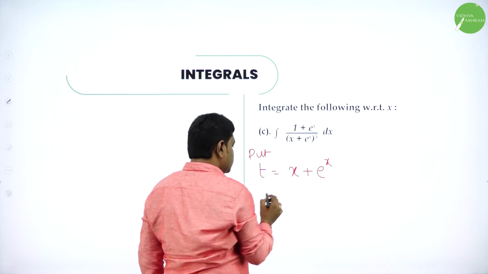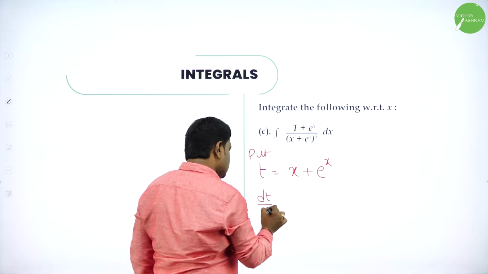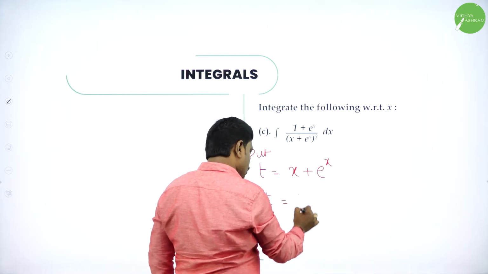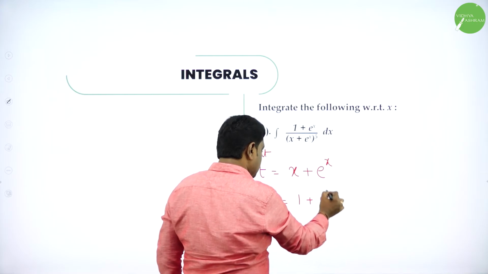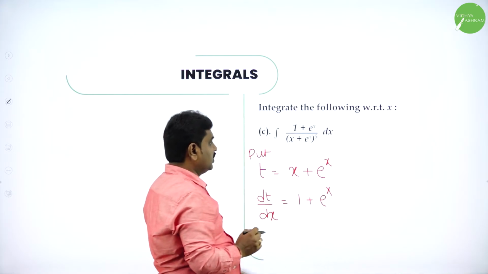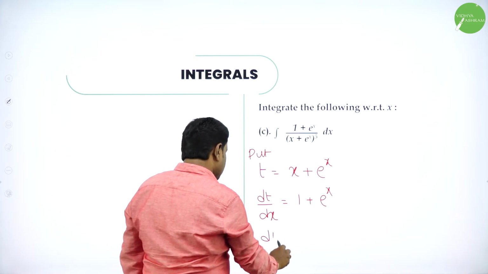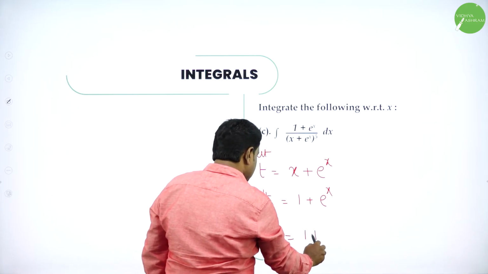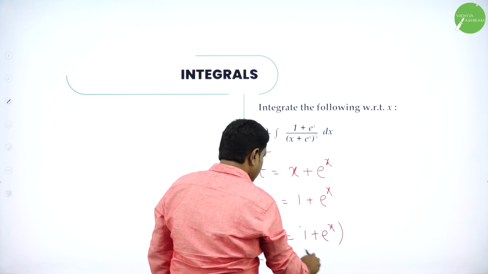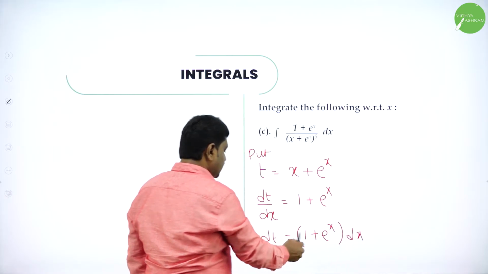Now differentiate both sides. So dt by dx is equal to, you know, derivative of x is 1, derivative of e power x is e power x. So it will become 1 plus e power x. Here you have 1 plus e power x into dx. Transfer dx to that side. So what is dt? dt is 1 plus e power x into dx. So now you got the dt value.